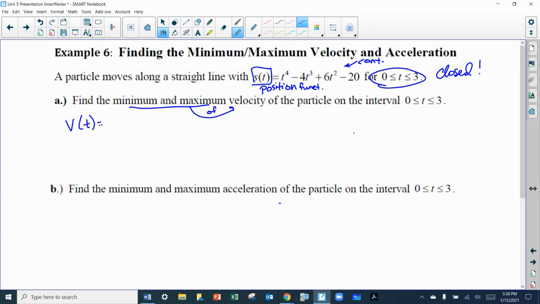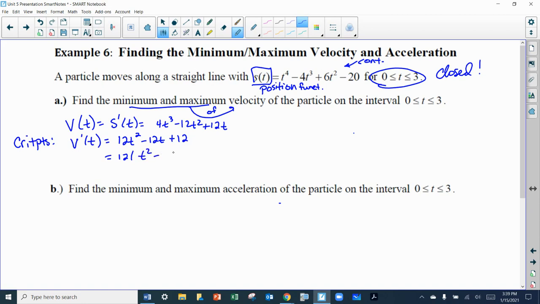V of t is coming off of s prime of t, and that's going to be 4t cubed minus 12t squared plus 12t minus 0. If I want the min and max of that function, I need its first derivative. So if I want to find critical points, I need to get v prime of t, which is going to be 12t squared minus 12t plus 12. Factor out a 12, that's t squared minus t plus 1.